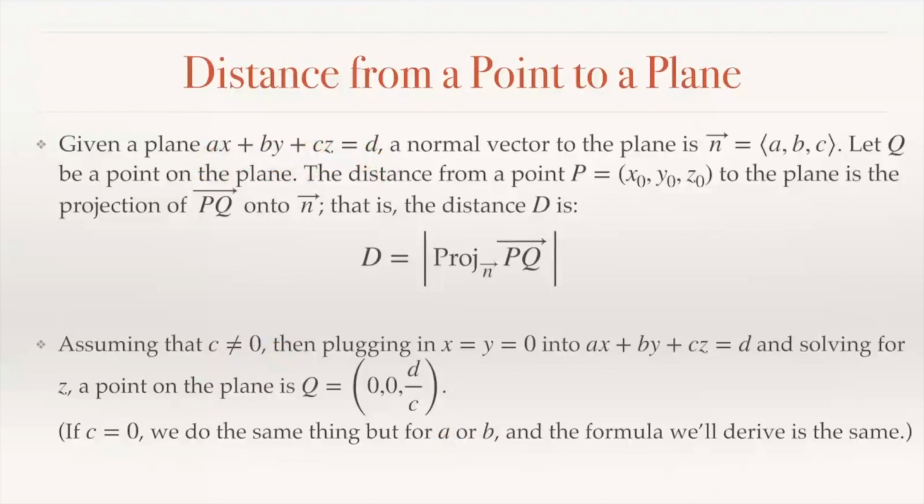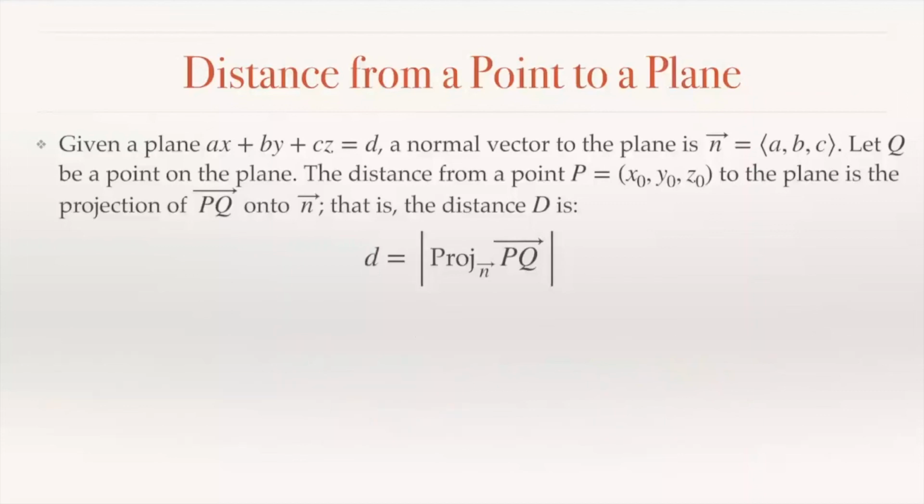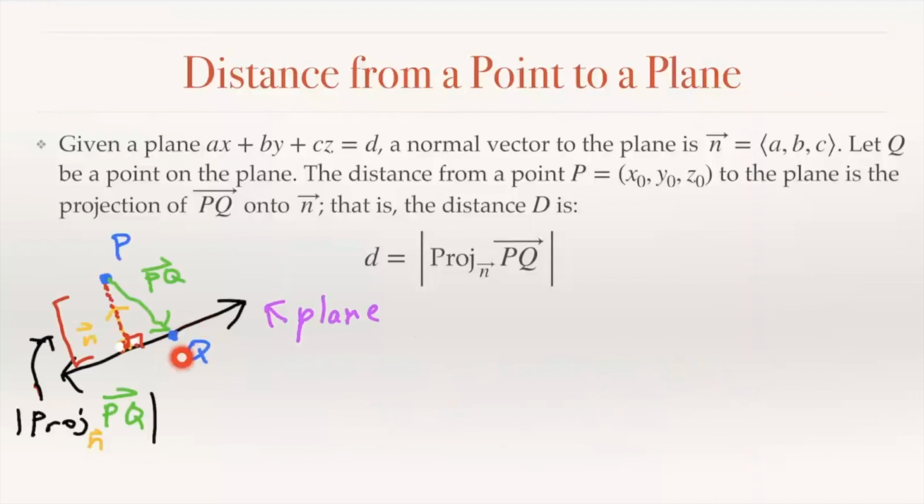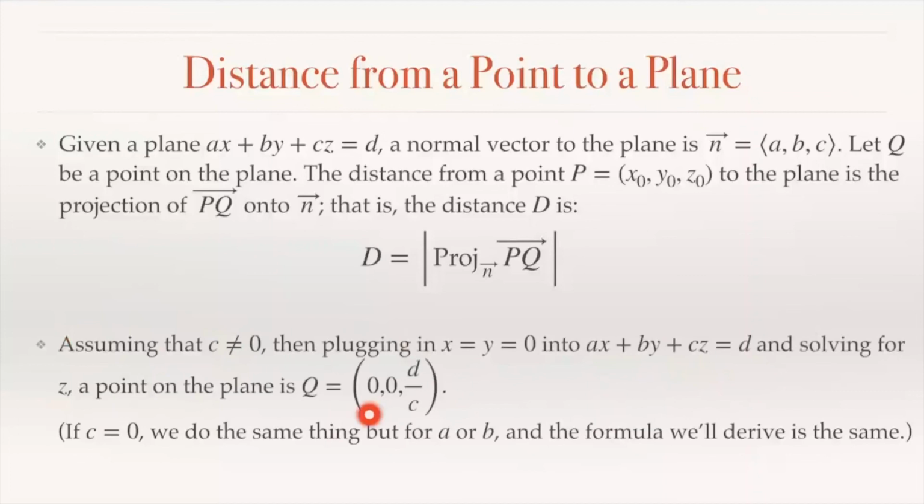And then plugging in x equals y equals 0 into this and solving for z. Well, if x and y are 0, then z is just d divided by c. So this is therefore a point on the plane. And we just need a point on the plane. It doesn't matter really what this Q is, so long as it's on the plane. Now we can find a point on the plane by just finding any point at all that satisfies this equation for the plane. And 0, 0, d over c satisfies that equation.